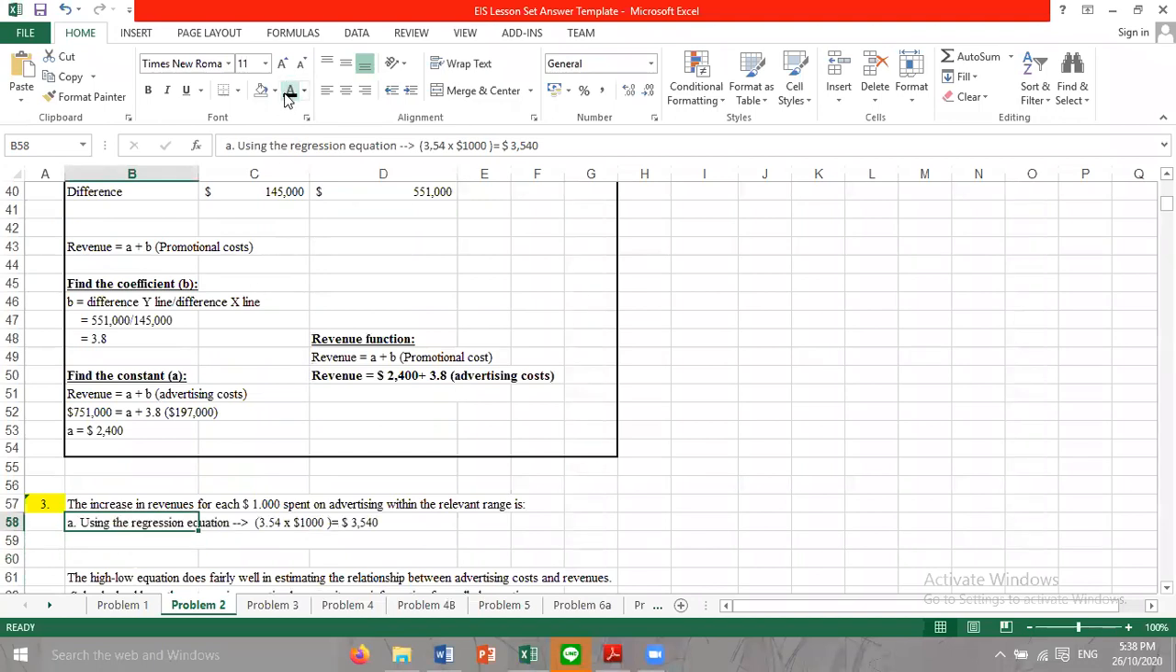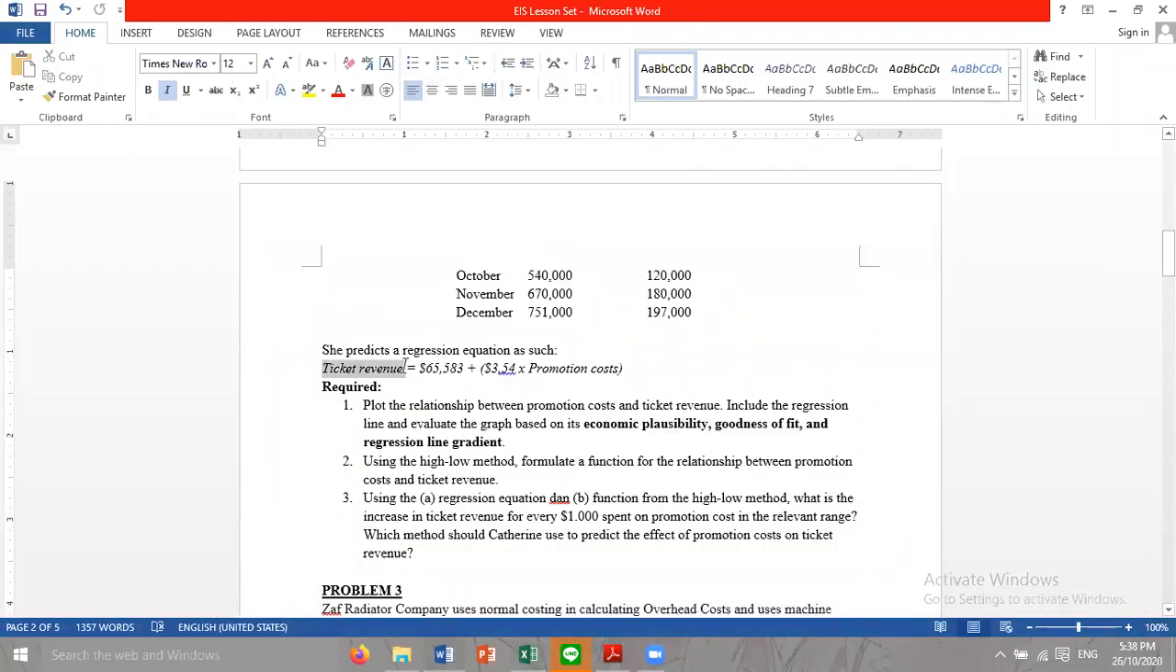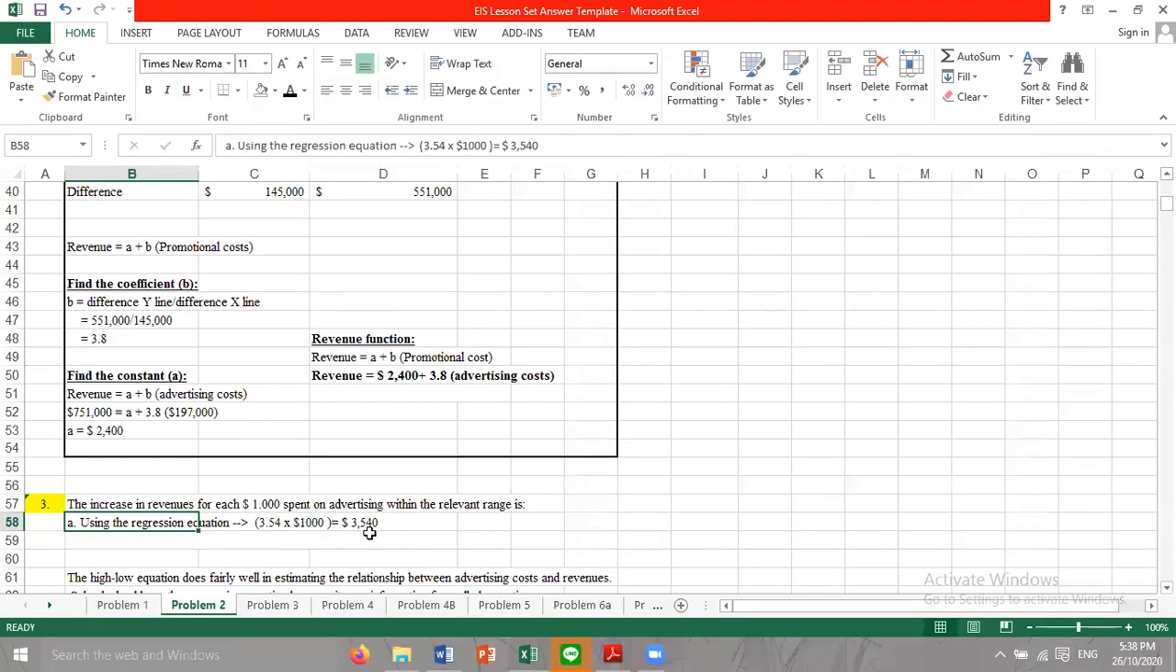So the first one will be the regression equation. Here we can see the regression equation as ticket revenue equals 65,583 plus 3.54 times promotion cost. Now, if there's a 1,000 increase in promotion cost, we know that the ticket revenue will increase by 3.54 times, of course, the increase of $1,000, which is why we get the answer of $3,540. It's practically just the coefficient times the change in X.